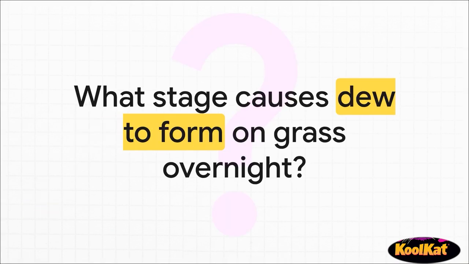But hey, before you click away, I've got a little challenge for you, a little pop quiz. Think about this. What stage of the water cycle causes dew, those little water droplets you see on the grass in the morning, to form overnight? Use our keyword strategy, think it through, and drop your answer down in the comments below. I can't wait to see what you come up with.